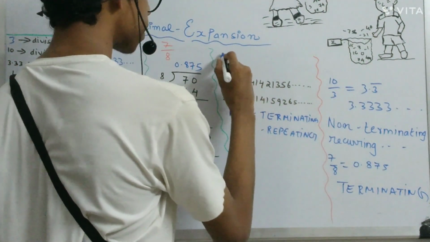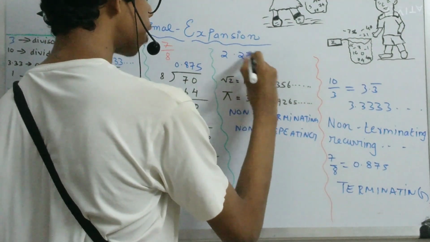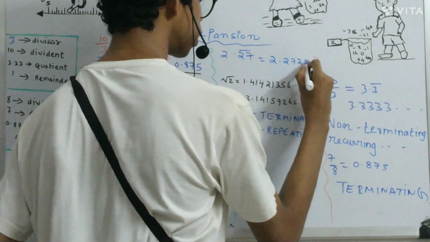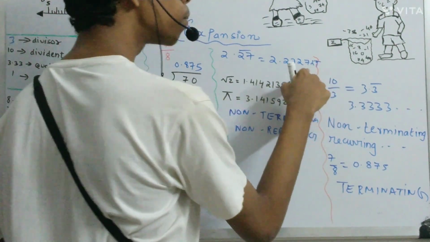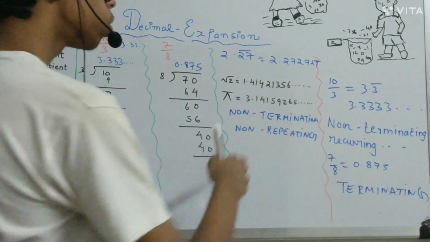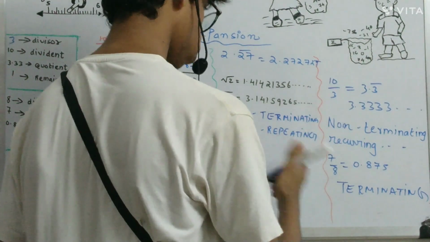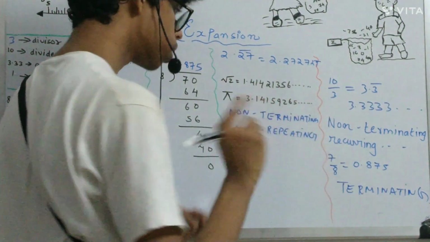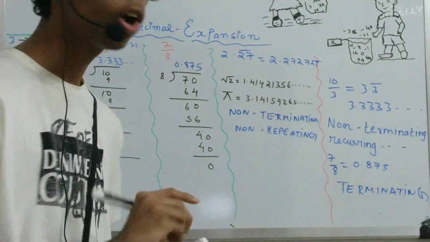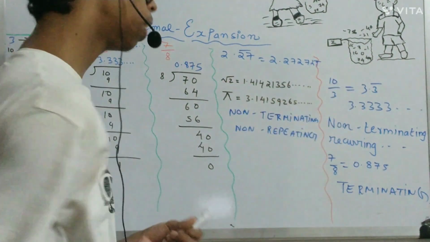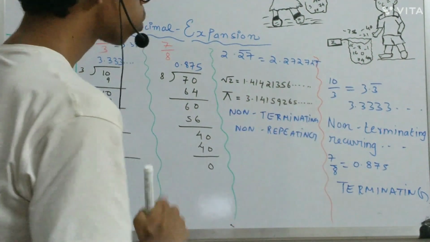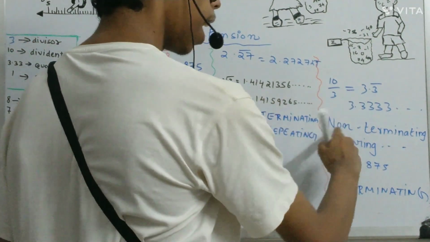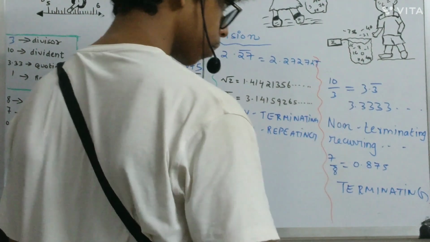If I say, for example, 2.27 bar, what does it mean? It is 2.272727. That same block of numbers is repeating and going on. But in non-terminating, non-recurring or non-terminating, non-repeating, there are random numbers that do not need to follow a particular order. It simply goes on till infinity. So that is the difference between non-terminating, non-repeating and non-terminating, repeating.